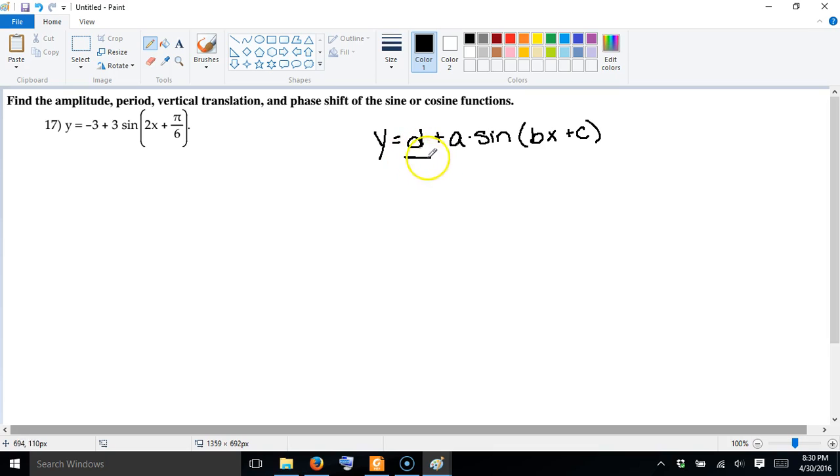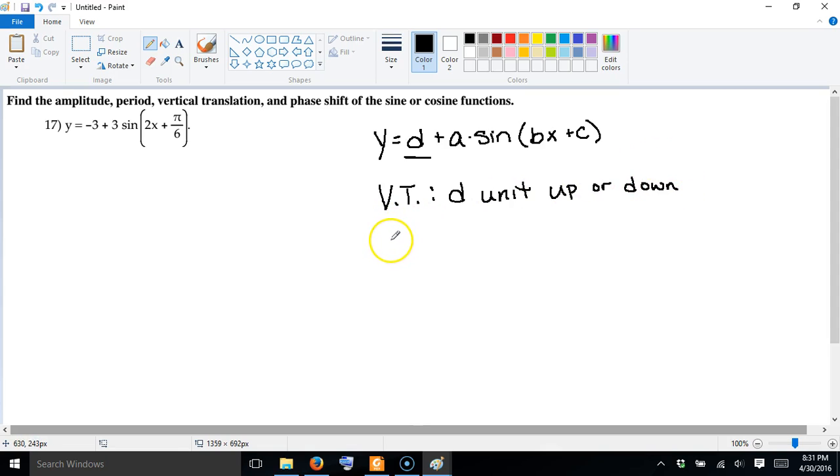D here is going to help us in finding our vertical translation. So our vertical translation is D, and depending on its sign, whether it's positive or negative, it'll tell you whether you're moving it up or down. So for vertical translations, I want you to state the number, or D, or some number of units, and state either up or state down. Not both of them, one or the other.